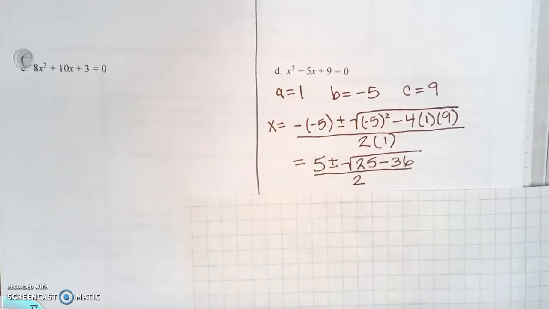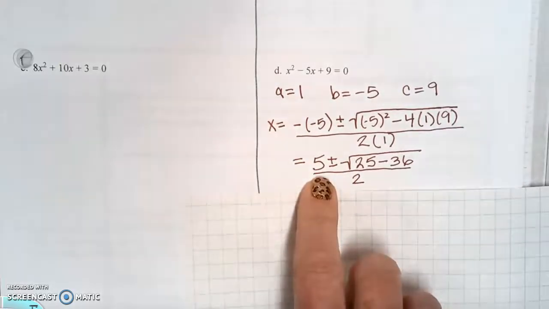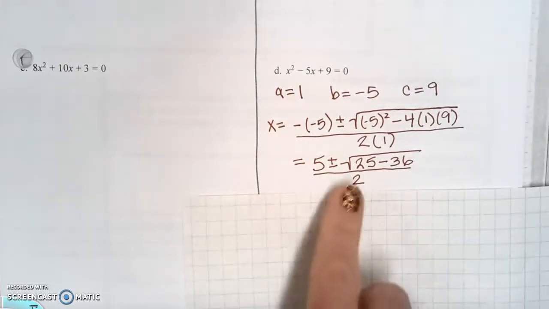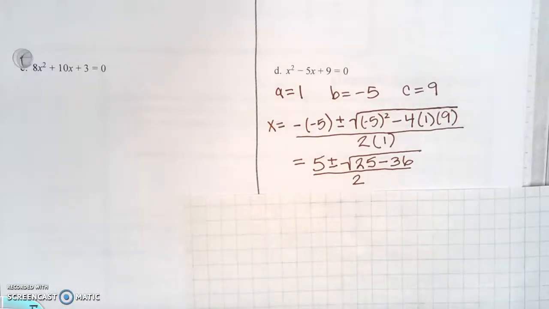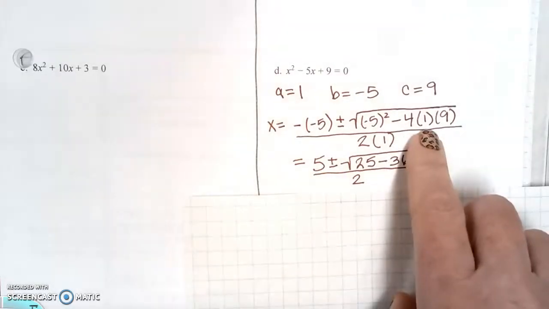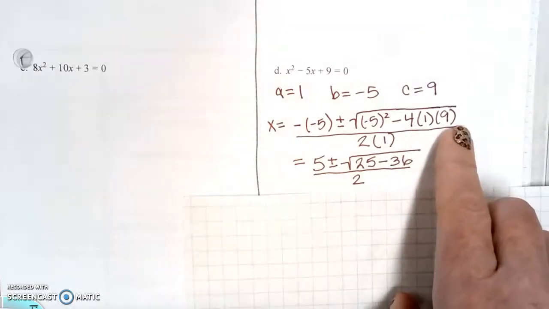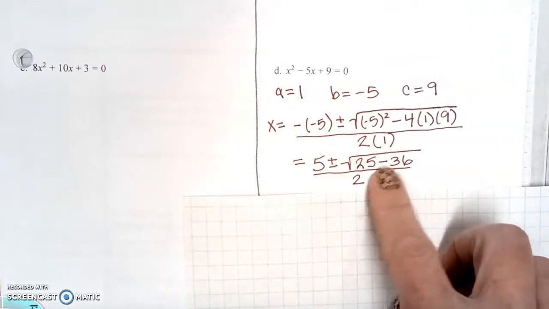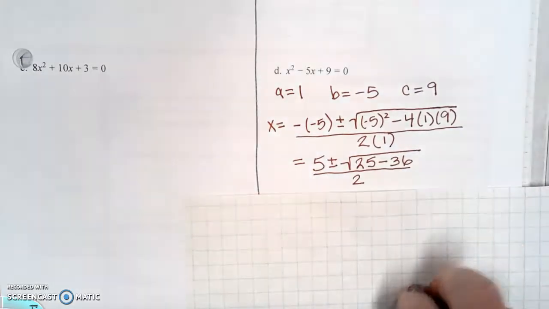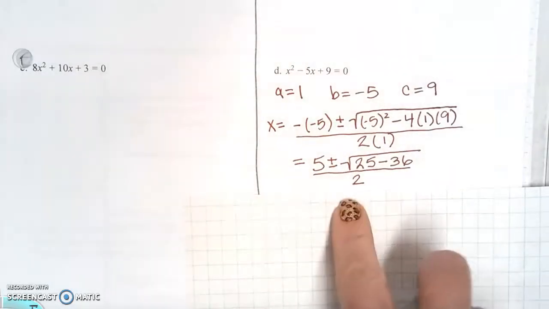The opposite of negative 5 is positive 5. That's an easy simplify, right? Rewrite your plus minus sign, rewrite your square root sign, and then under that radical, you can start to simplify. Negative 5 squared is 25, minus 4 times 1 times 9. 4 times 1 is 4. 4 times 9 is 36. So we should have minus 36. And then in the denominator, 2 times 1 is 2.